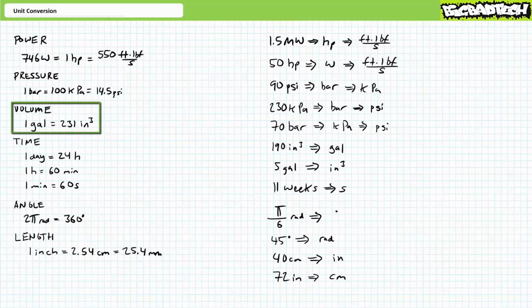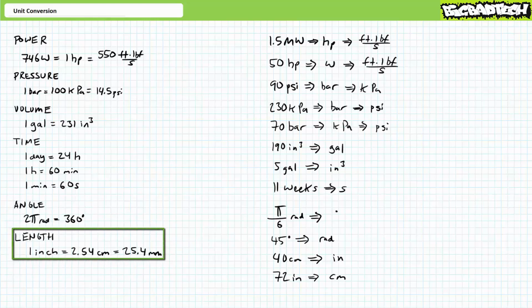Volume. 1 gallon equals 231 cubic inches. Neither of these units use engineering prefixes. Time. 1 day equals 24 hours, 1 hour equals 60 minutes, and 1 minute equals 60 seconds. None of these units use engineering prefixes. Angle. 2 pi radians equals 360 degrees. Neither of these units use engineering prefixes. And finally, length. 1 inch equals 2.54 centimeters. Inches do not use engineering prefixes.